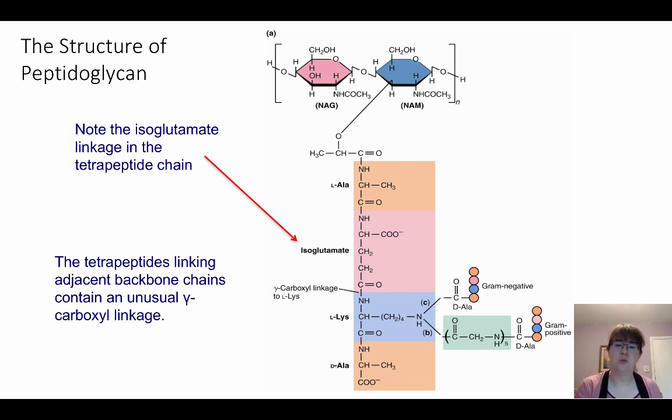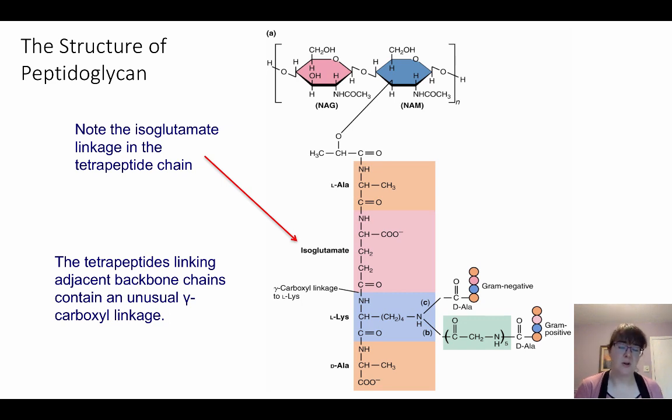So if you'll notice, there's 4 different peptides, including isoglutamate, which doesn't have the normal linkages you usually see in glutamic acid. So it has kind of an unusual gamma carboxyl linkage here. And there can be some differences in this tetrapeptide. So while there is a lot of homology between similar ones across different species of bacteria, there can also be differences.